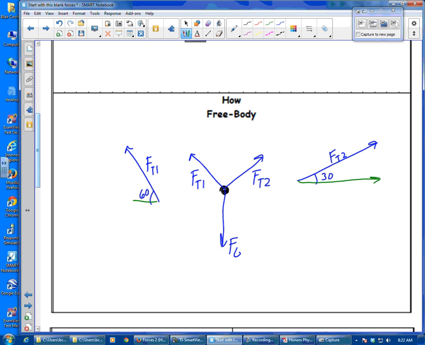So then giving my horizontals and my verticals. This side would be F_T2 sine 30, and this one is F_T1 sine 60. And so this would be F_T1 cosine 60, and this is F_T2 cosine 30.